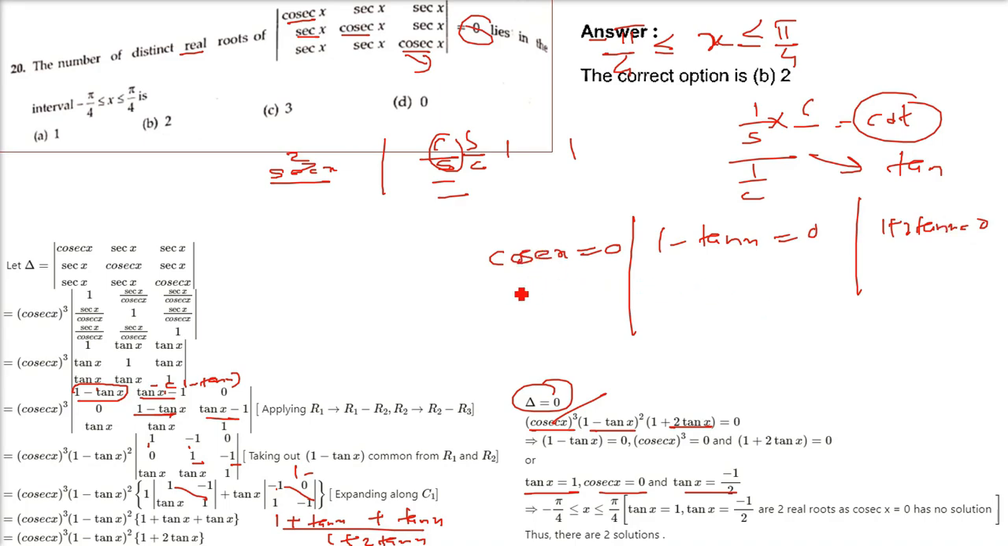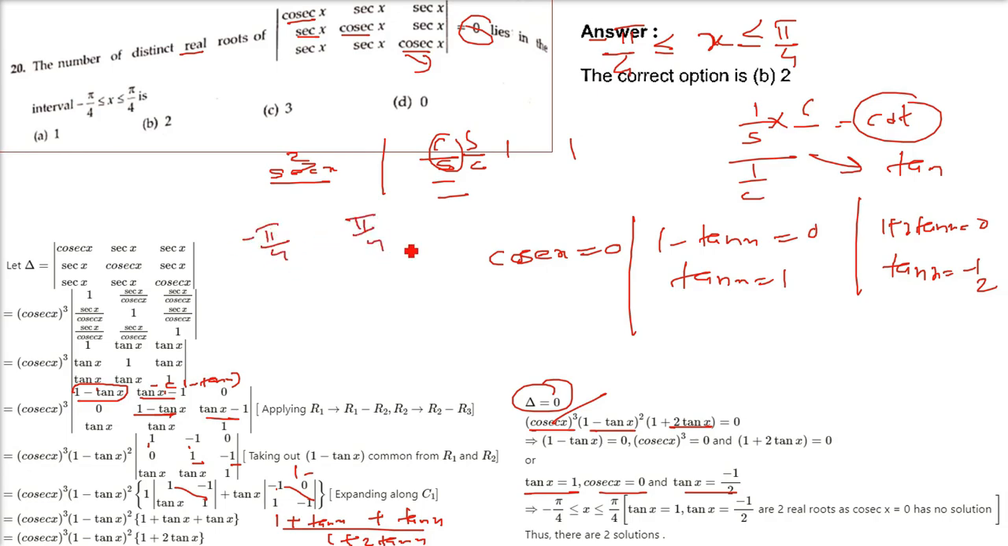So cosec x equals 0, cosec is 1 by sin x. So 1 by sin x equals 0 means sin x equals infinity. So that we cannot take. Tan x equals 1, we can take. Tan x equals minus half, we can take. So the number of distinct real roots between minus pi by 4 and pi by 4.